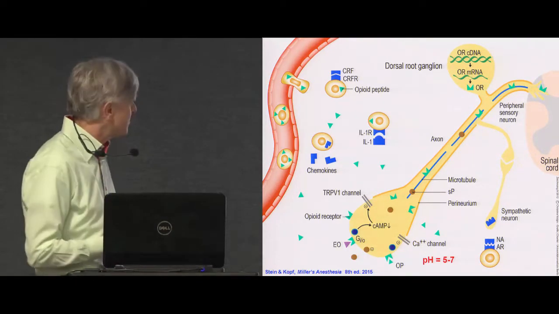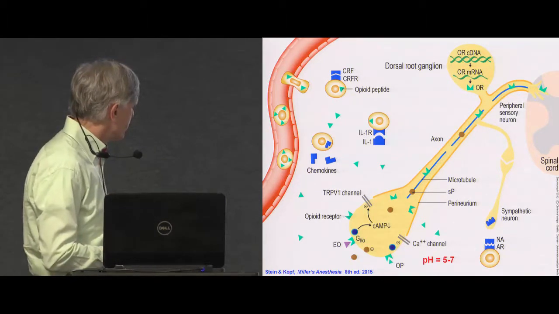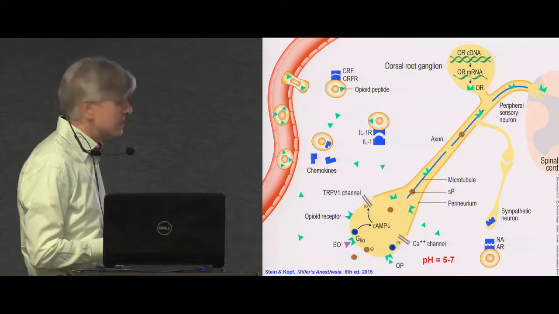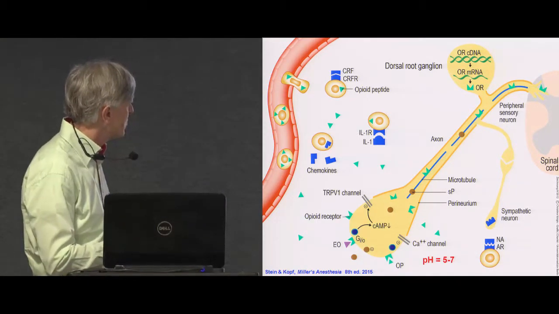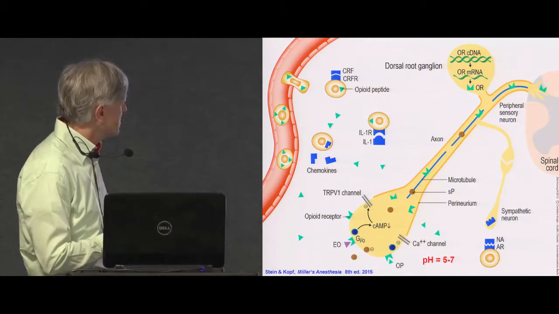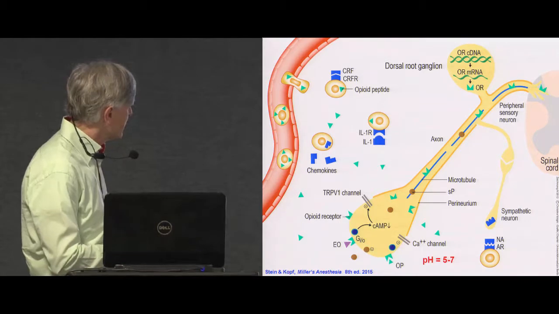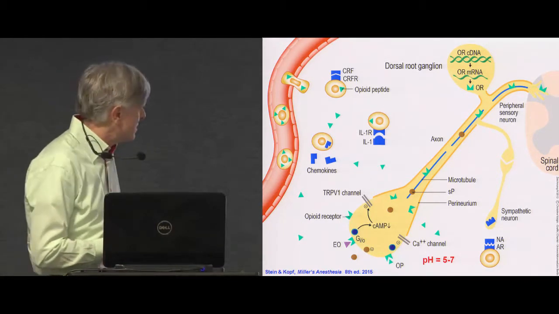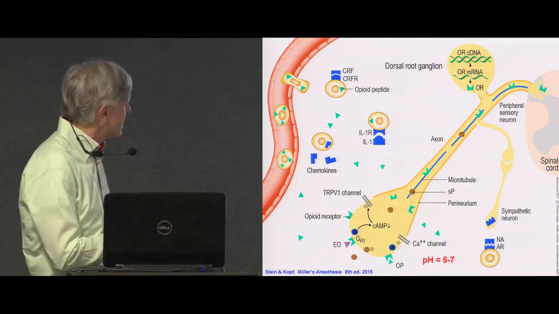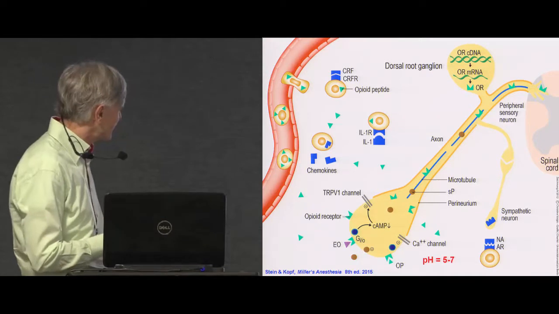So this is a summary of about 20 years of work where we found there are opioid receptors on the peripheral terminals of primary afferent neurons. This is the spinal cord. These opioid receptors are synthesized in the dorsal root ganglia. They are transported into the peripheral terminals. They get incorporated and become functional receptors. They also get transported into the spinal cord, of course.